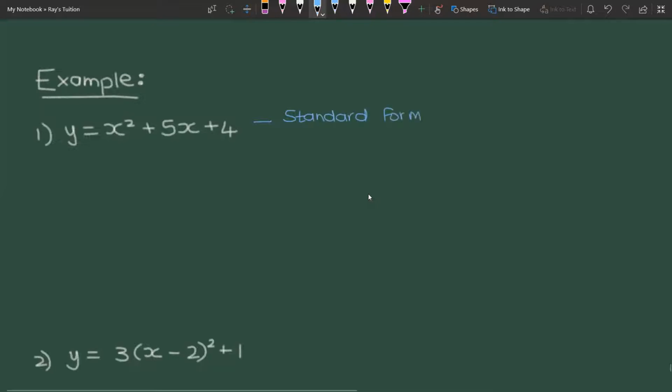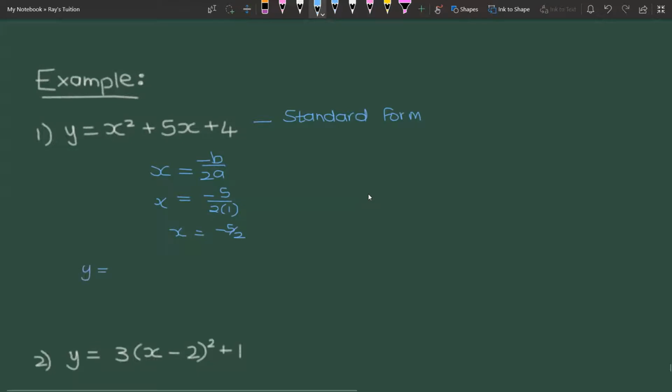Okay, and when it is in standard form, we said we get the x coordinate by saying minus b over 2a. So this here is equal to minus 5 over 2 times 1. So our x coordinate of the turning point is minus 5 over 2. Okay, how do we get the y coordinate?